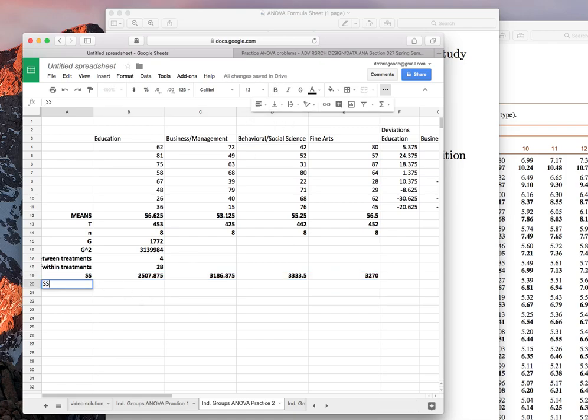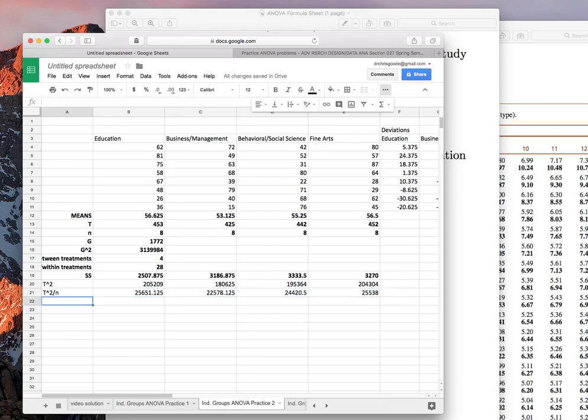Now we can go do sum of squares within treatments, but let's do sum of squares between treatments first. Remember, that's going to be the sum of your T squared divided by n for each group, right? And let's do T squared over n for each group. We've already got G squared. I think we've got everything that we need. So T squared is going to be T squared, and do that for all 4 groups. And then for each one, divide your T squared by n.